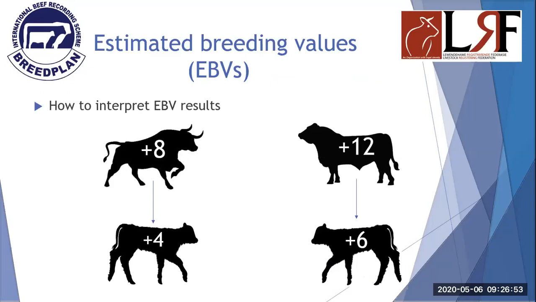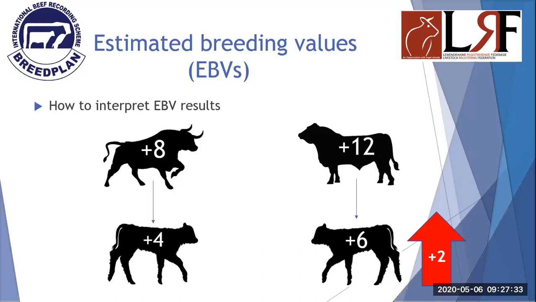If we look at two bulls, one with an EBV of +12, the other one with an EBV of +8, and we want to see the difference between them, we take half of the EBV, so +4, compared to +6. So on average, we assume that the progeny of the bull on the right will be +2 kilograms heavier than the bull's progeny on the left. And what is important to remember is that it is on average.